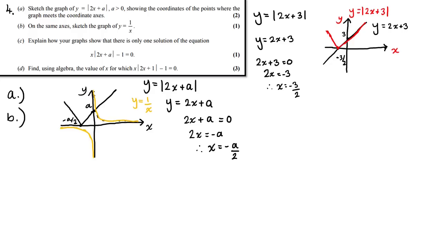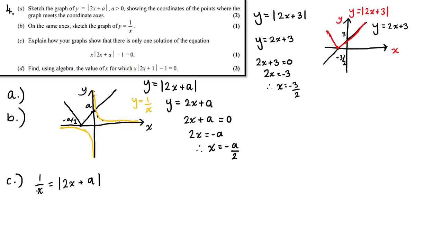But part C then says, explain how your graphs show that there is only one solution of the equation x times the modulus of 2x plus a minus 1 equals 0. So how does that work? Well, we're going to have a solution or solutions when these two graphs meet here. Okay, so when 1 over x is equal to the modulus of 2x plus a.